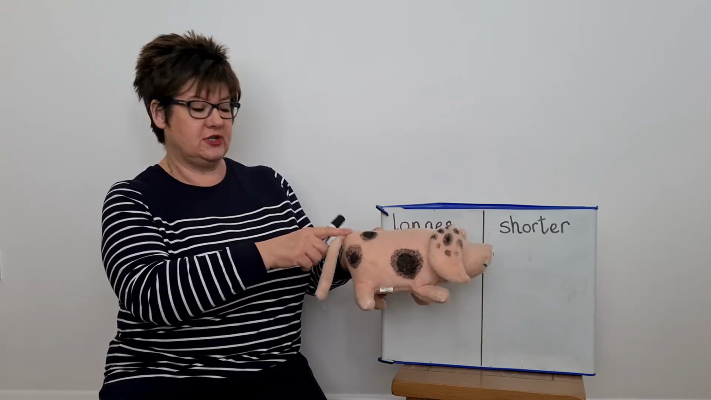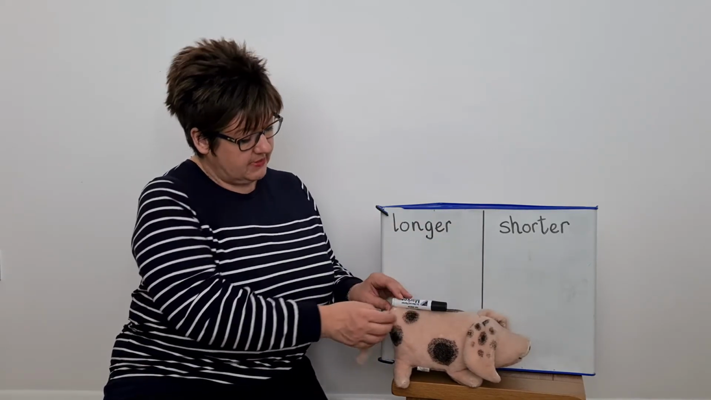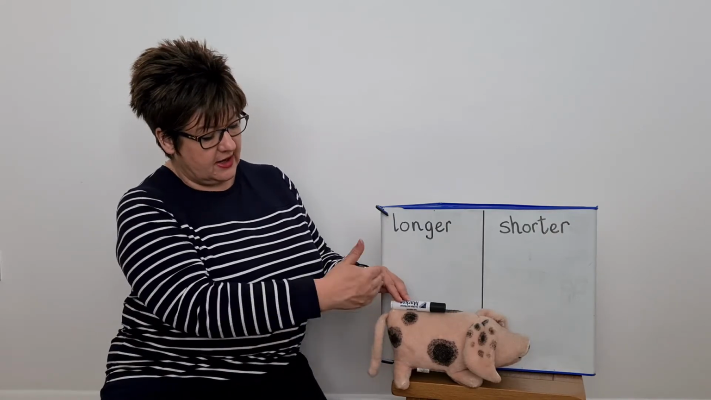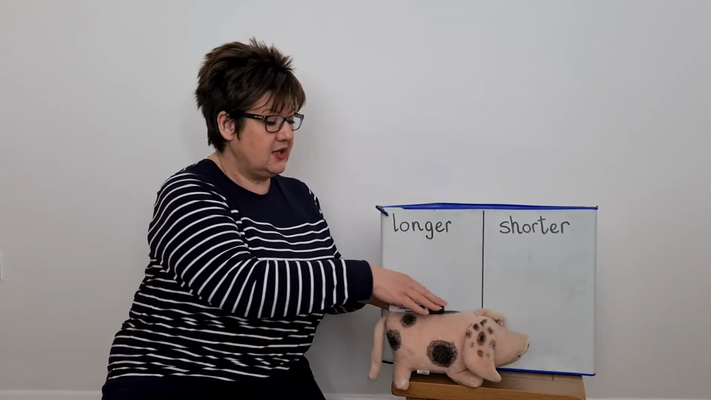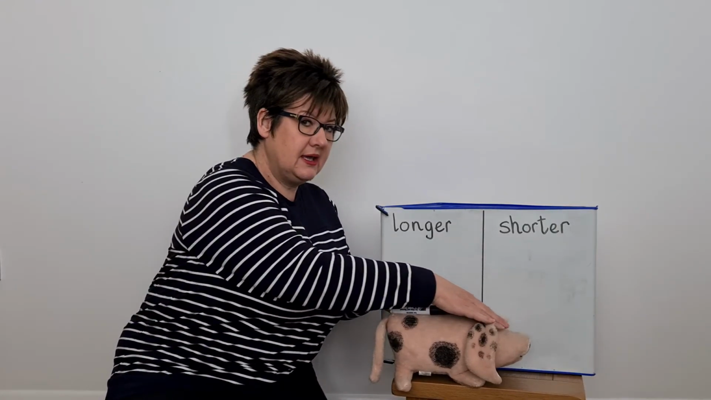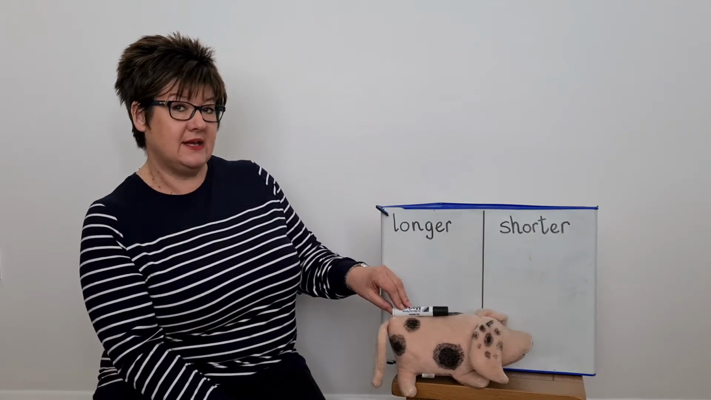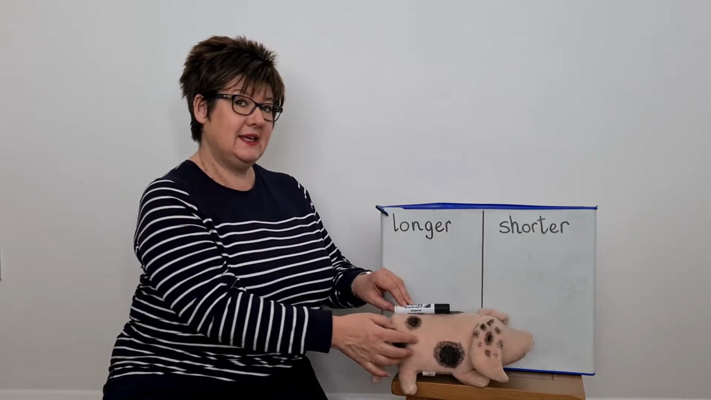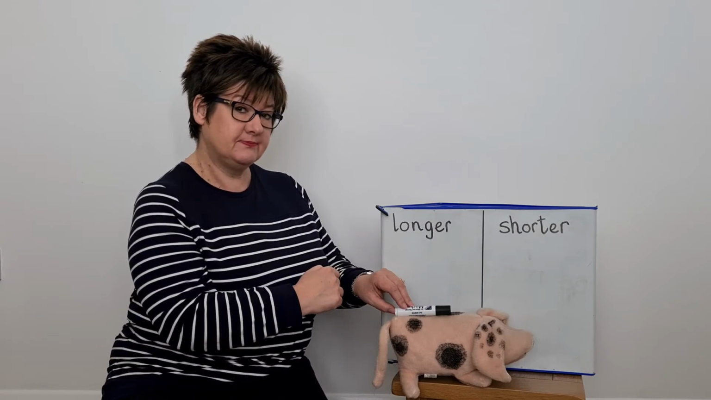So I think I'm going to start at the back of Monty Pig on his back. And then I can put my pen next to the very end of Monty Pig. So they're measuring from the same place. And then I can see, I think Monty Pig is a lot longer, isn't he, than my pen. And my pen, what would I say? My pen is shorter than Monty Pig. You getting the idea? Do you understand?